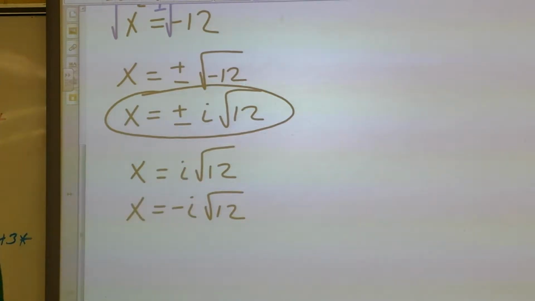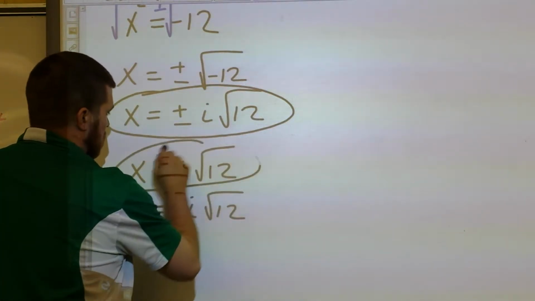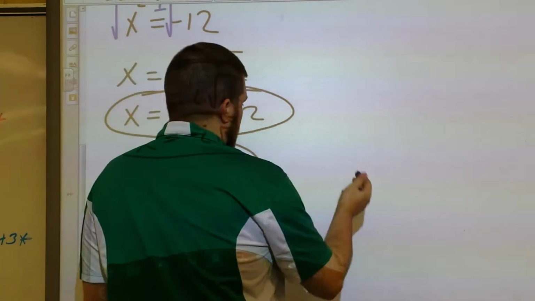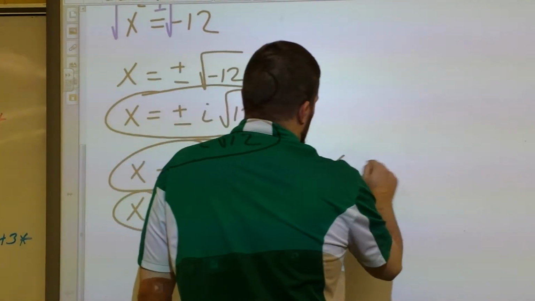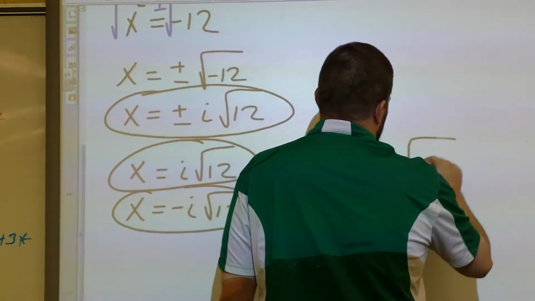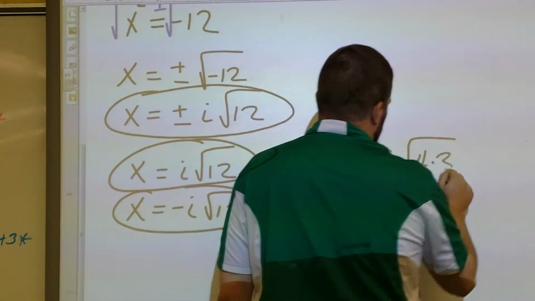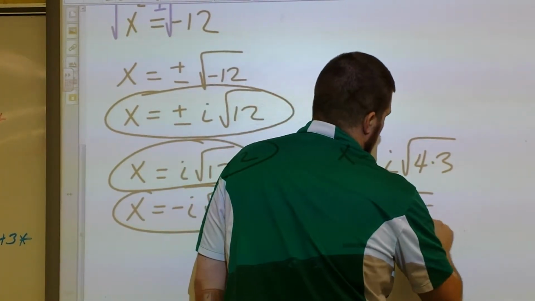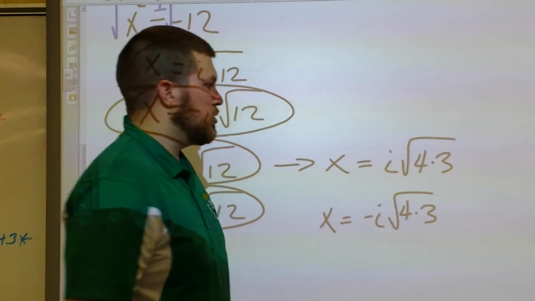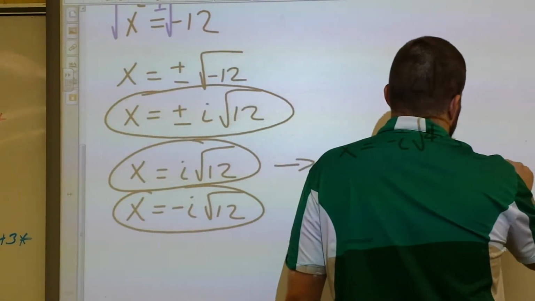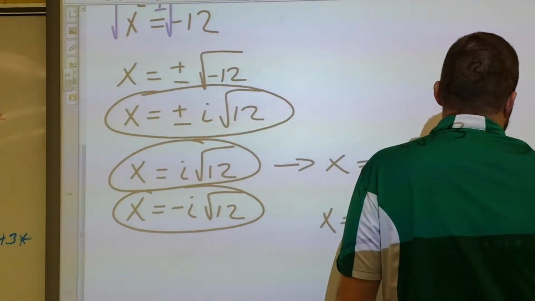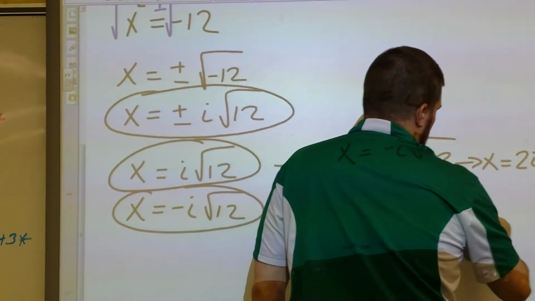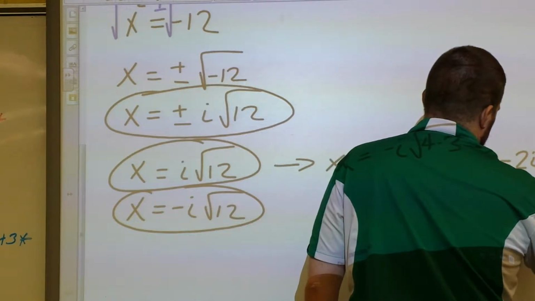Or you can clean it up a little bit more. The square root of 12 can be written as the square root of 4 times 3. So we have x equals i times the square root of 4 times 3, and x equals negative i times the square root of 4 times 3. Well, the square root of 4 is 2. So that means I have x equals 2i square root of 3, and x equals negative 2i square root of 3.